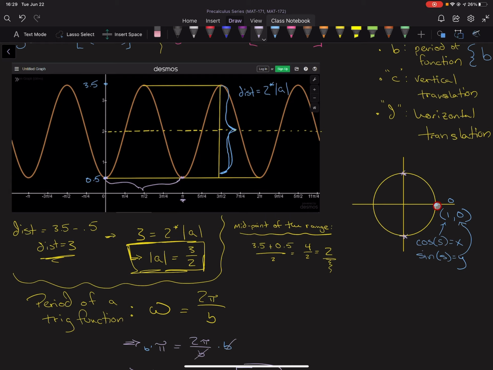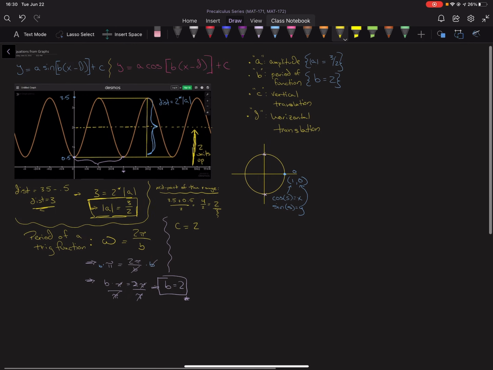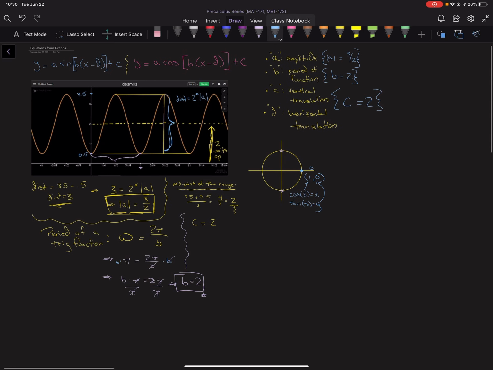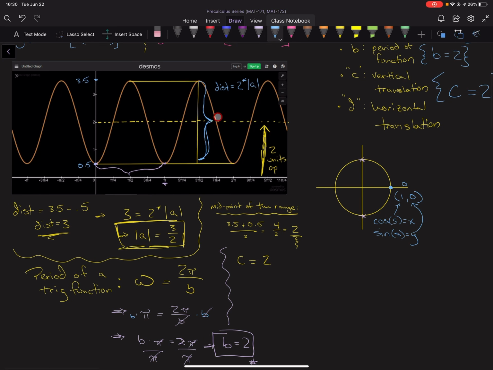Again, these are our halfway points on our unit circle. So halfway to -1, halfway back to positive 1. So this has been shifted up 2. That means that our C is going to be equal to 2. This has been displaced 2 units up. All right. So let's get that information over here. C is also equal to 2. Again, you're looking for that midpoint of your graph here.